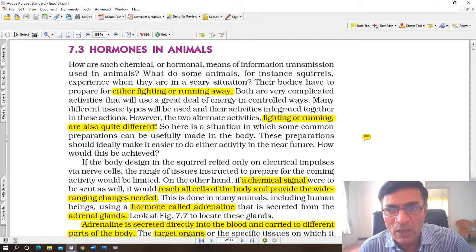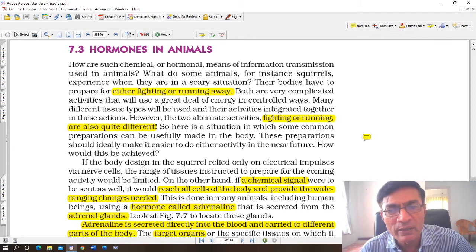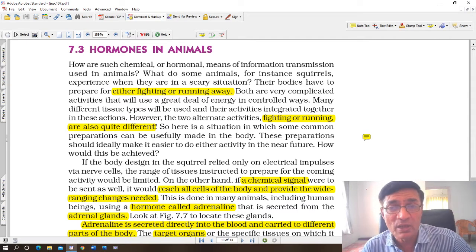Alright, so the body has to prepare for either fighting or running away. Both are very complicated activities that will use a great deal of energy in controlled ways. Many different types of tissues will be used and their activities integrated together in these actions. However, the two alternative activities, fighting or running, are also quite different. When you fight, it is a different thing. When you run for your life, you are scared and it is completely different.